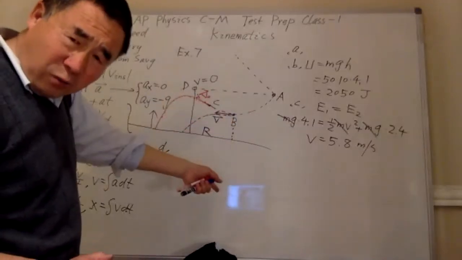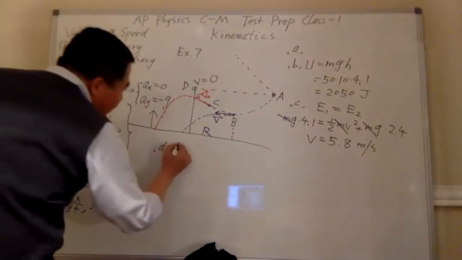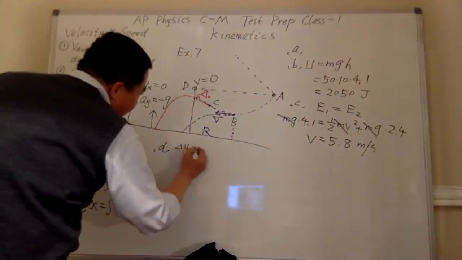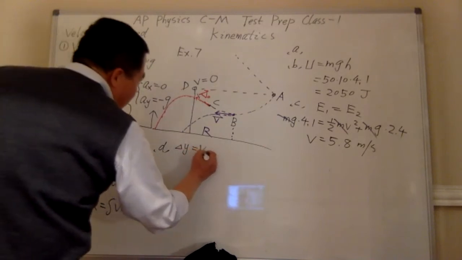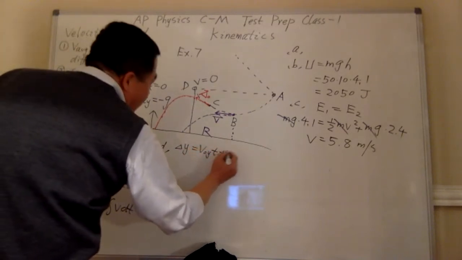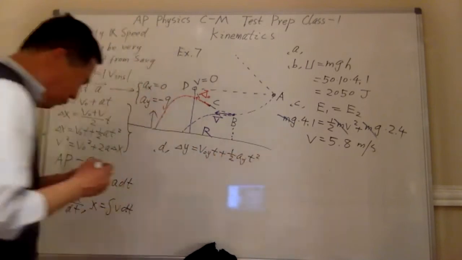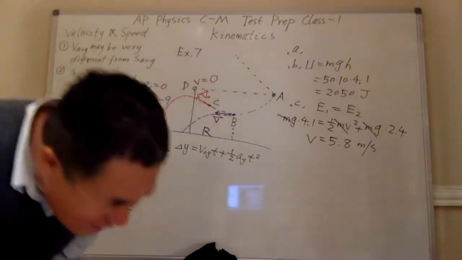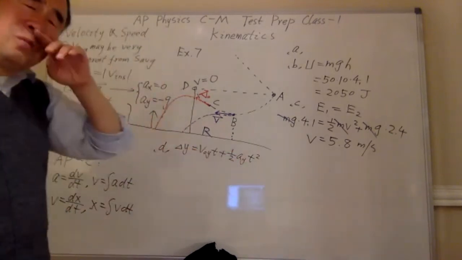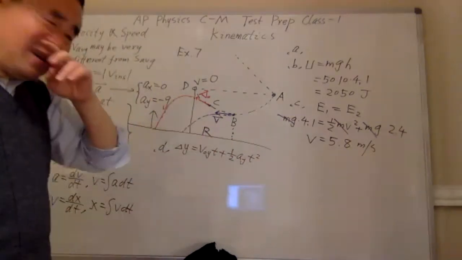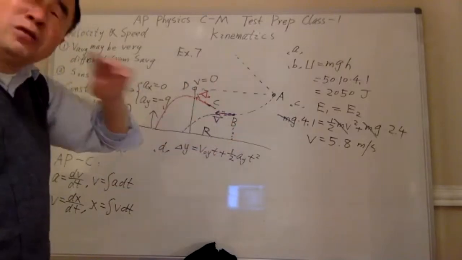This is vertical behavior. For vertical behavior, I use this formula, but I change everything to y. I say delta y equals v naught y t plus a half a y t square. Then, how can you plug in the values? You need to choose a positive direction.